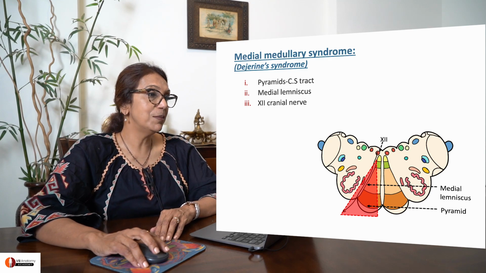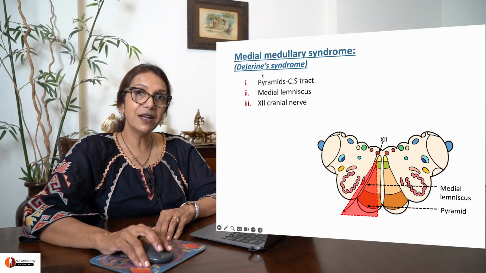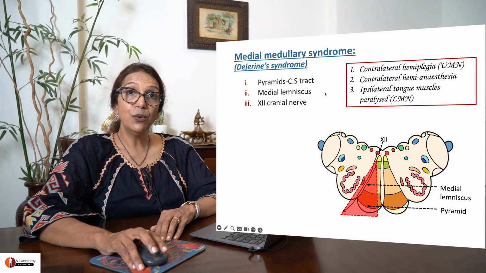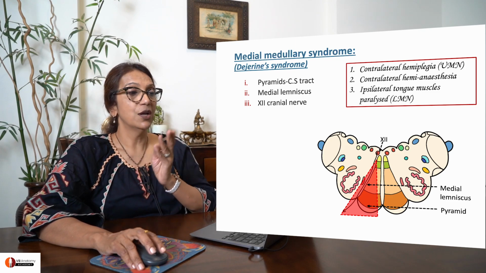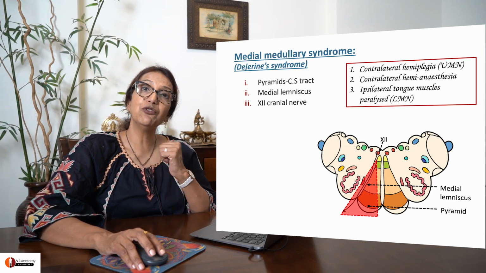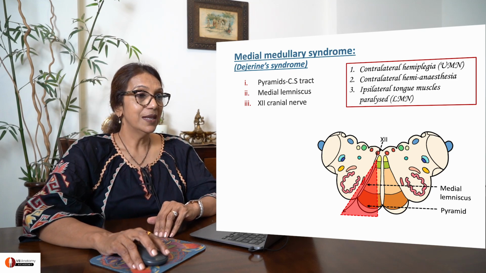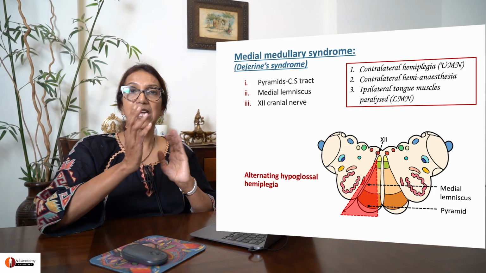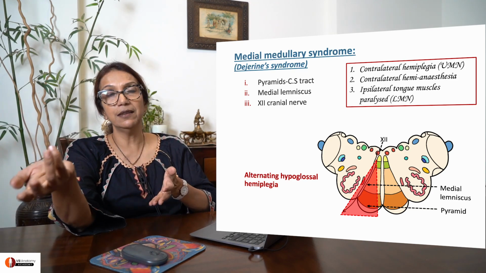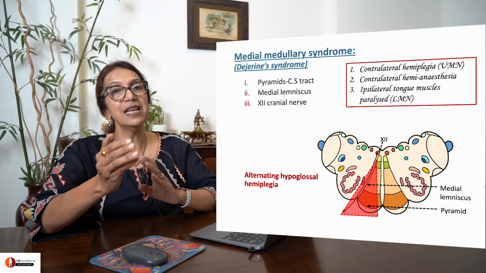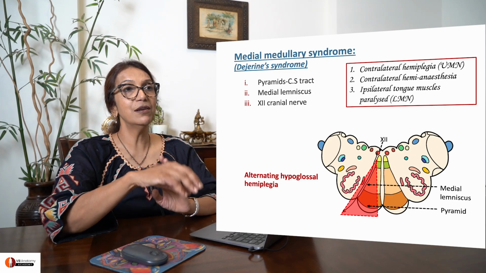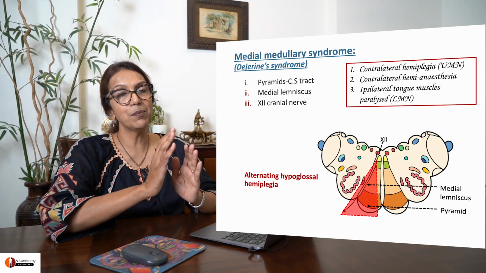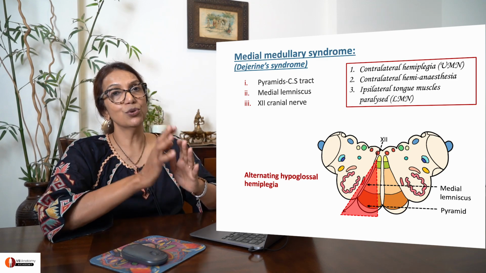So what do you see in medial medullary syndrome? You see corticospinal tract affected, you see medial lemniscus affected, you see 12th nerve affected. How is it affected? Contralateral hemiplegia, contralateral hemianesthesia, ipsilateral paralysis of muscles of the tongue. Therefore, this is alternating hypoglossal hemiplegia. Ipsilateral one type of lesion, contralateral another type of lesion. Because hypoglossal is affected, you know that the lesion is somewhere in the medulla, and you know it's a medial lesion because the hypoglossal nucleus is always found close to the midline.